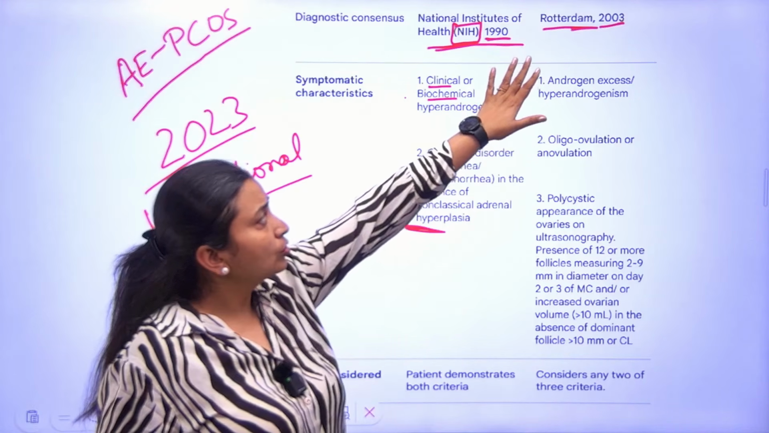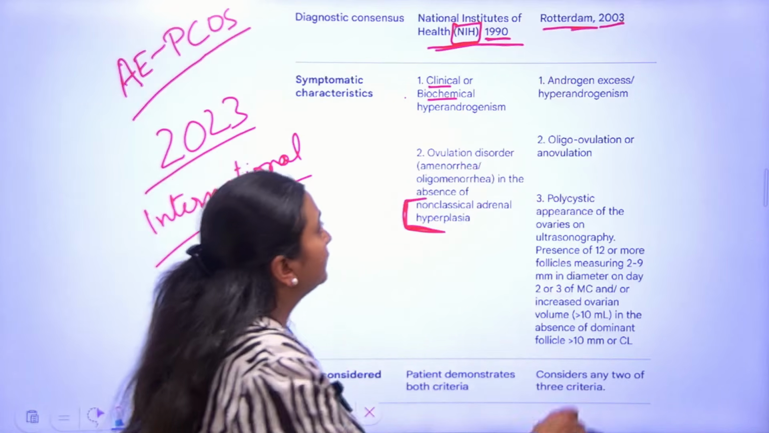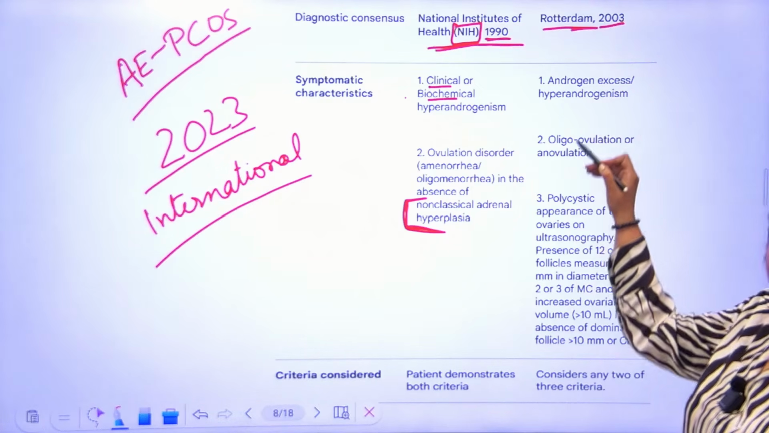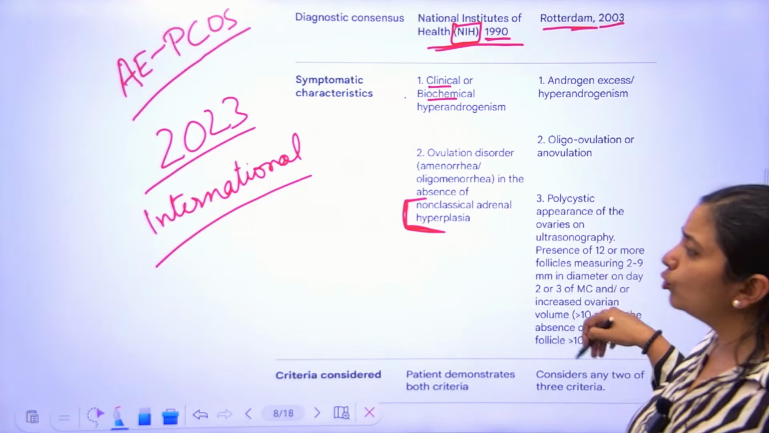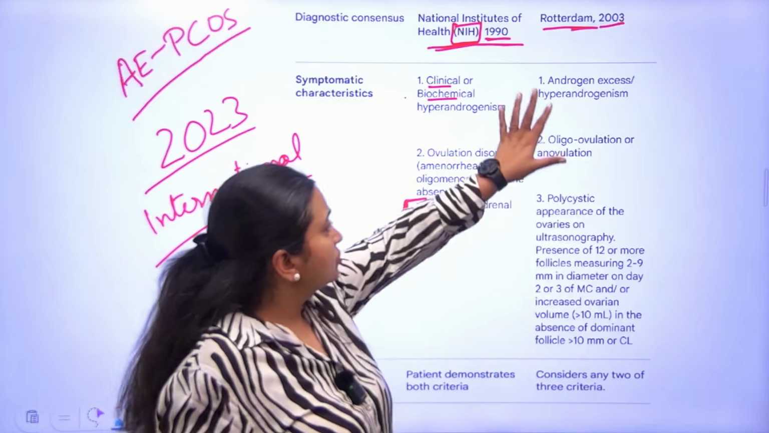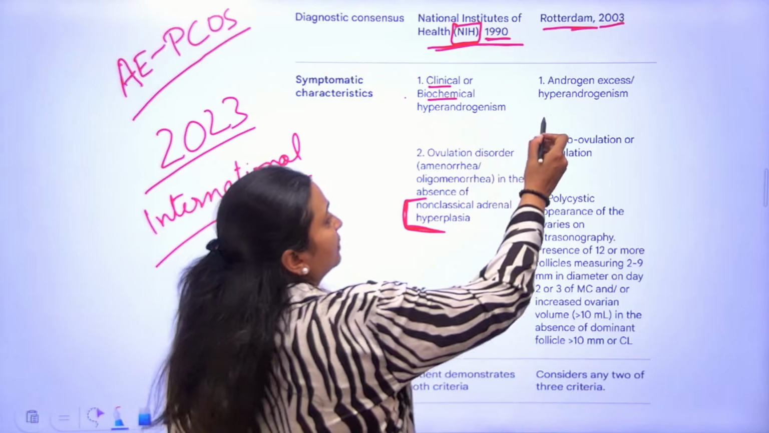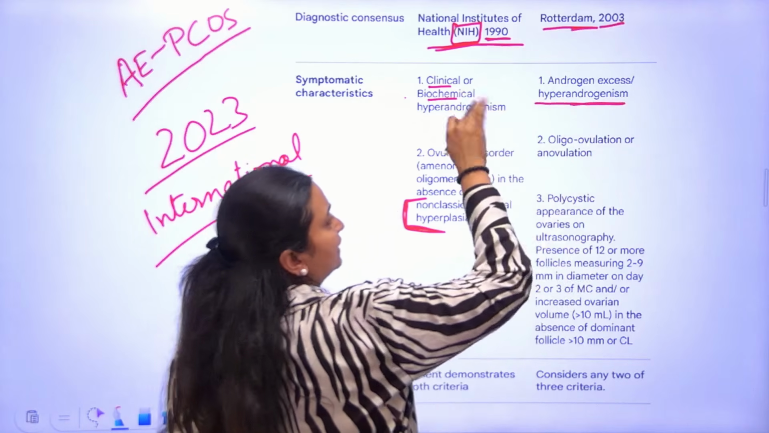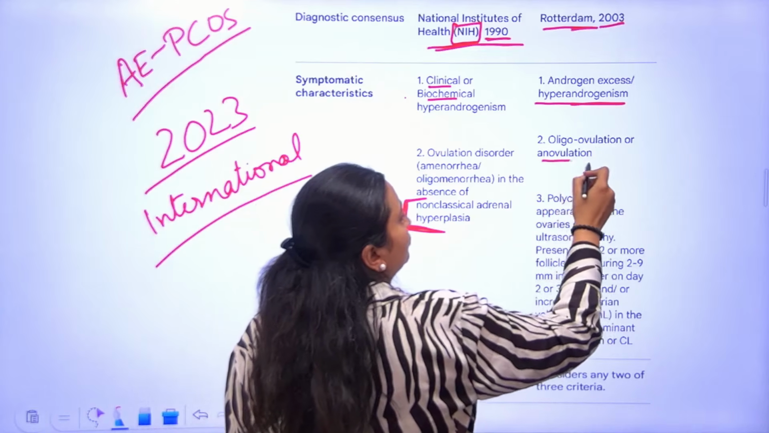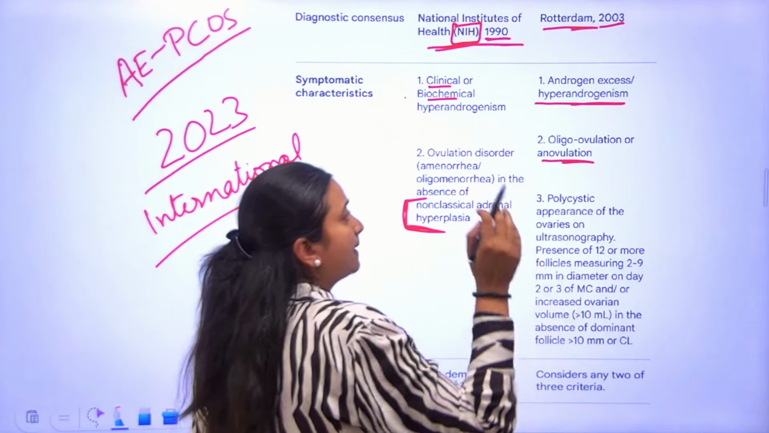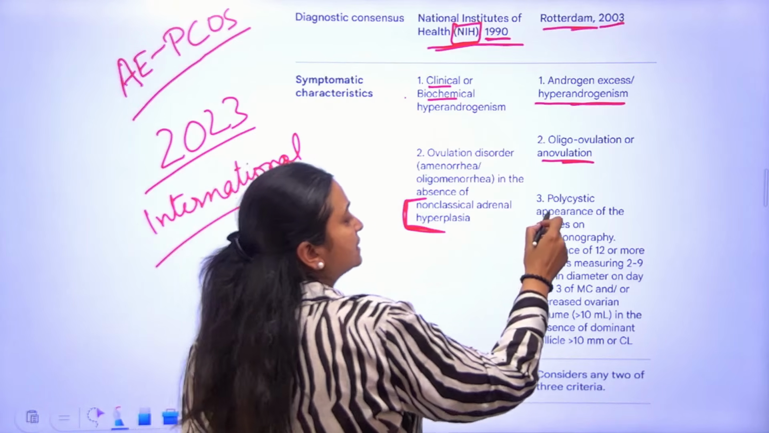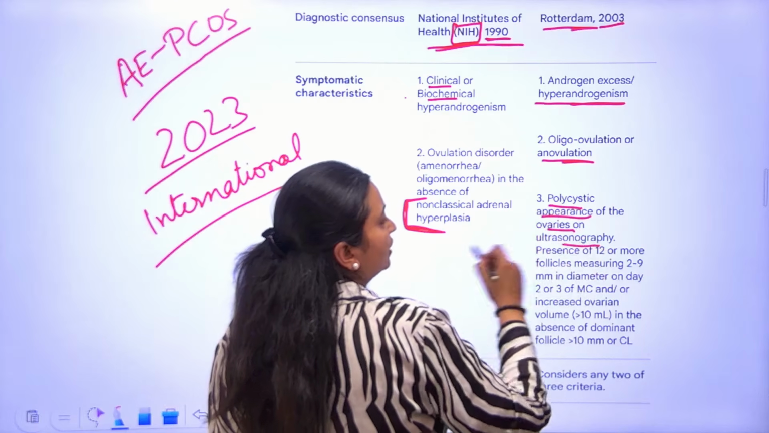We will be shifting to Rotterdam in 2003. In 2003, Rotterdam criteria came in which 3 things were discussed, and any 2 of these 3 criteria should be there. Till now, we were following these Rotterdam criteria. What are these? Number 1, hyperandrogenism, which is again the same, clinical or biochemical, which I have told already. Oligoovulation or anovulation, that is ovulatory dysfunction. Both of the things are similar. Third thing which they added was polycystic appearance of the ovaries on ultrasonography.